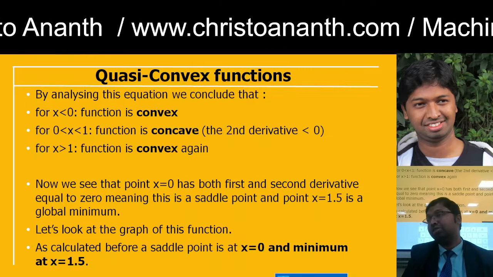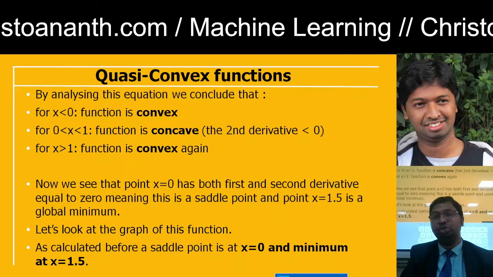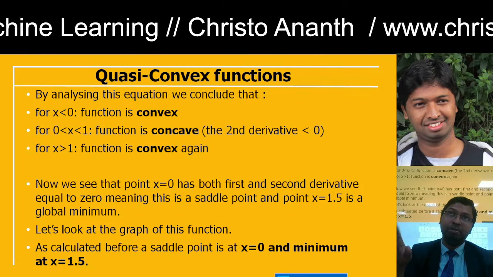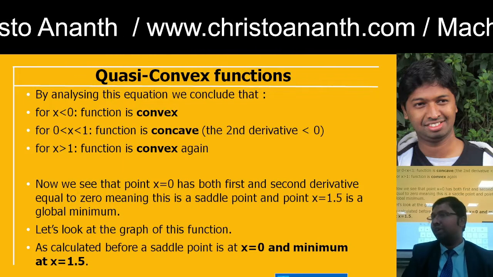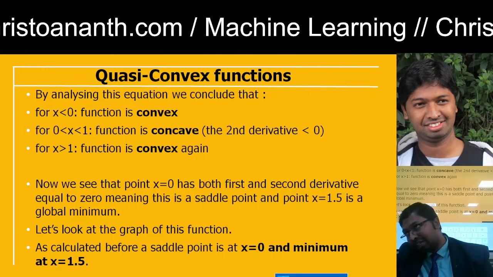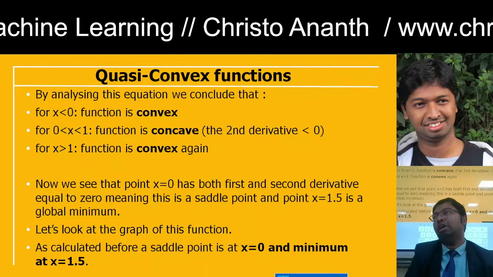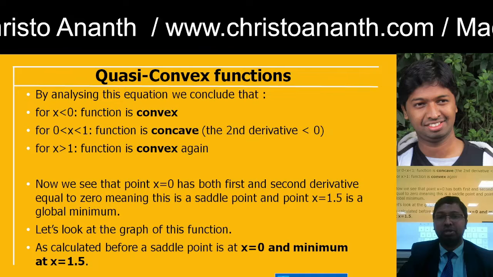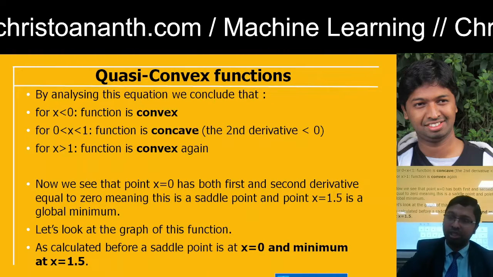Or you can also say that the second derivative should be less than 0. Or for example, maybe x greater than 1 is also said to be convex. So you can say the function is said to be convex when x is less than 0 or x is greater than 0, and from 0 to 1 it will be concave, or the second derivative would be less than 0.